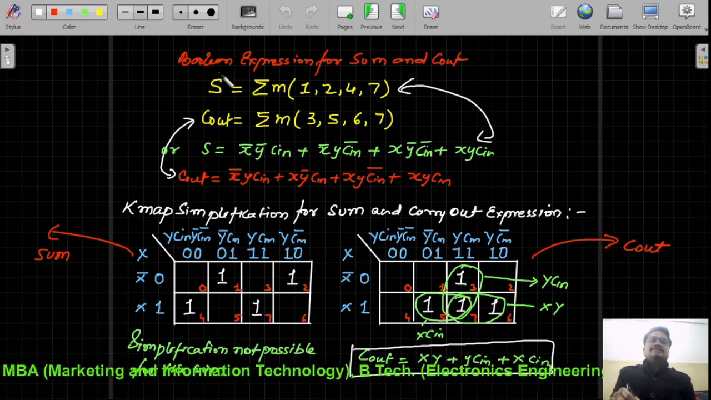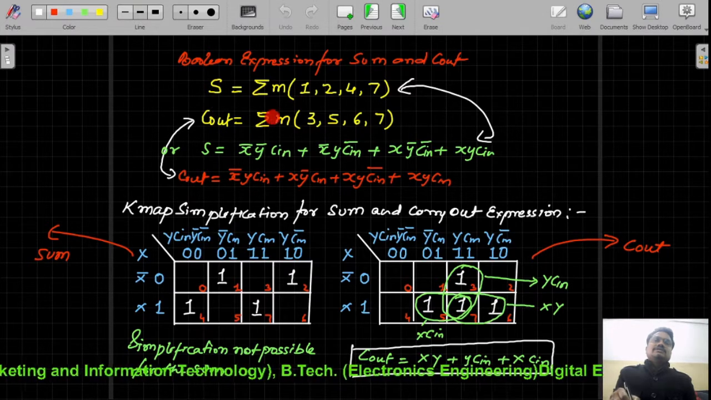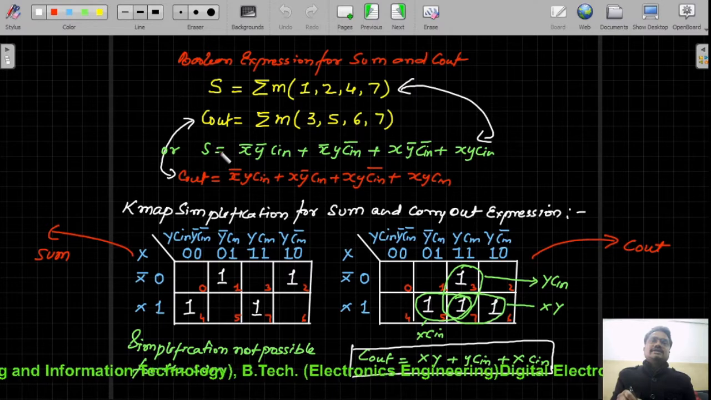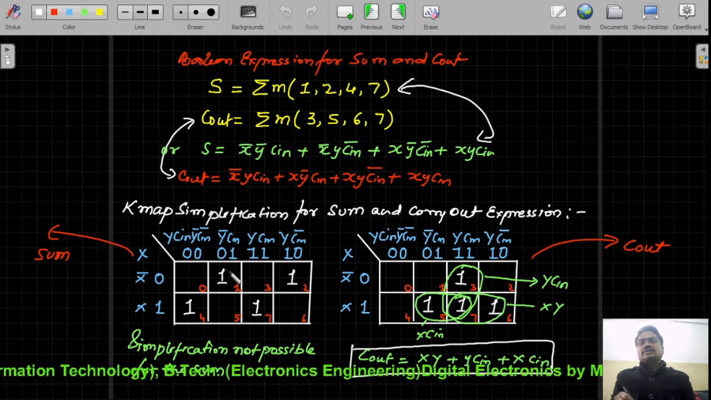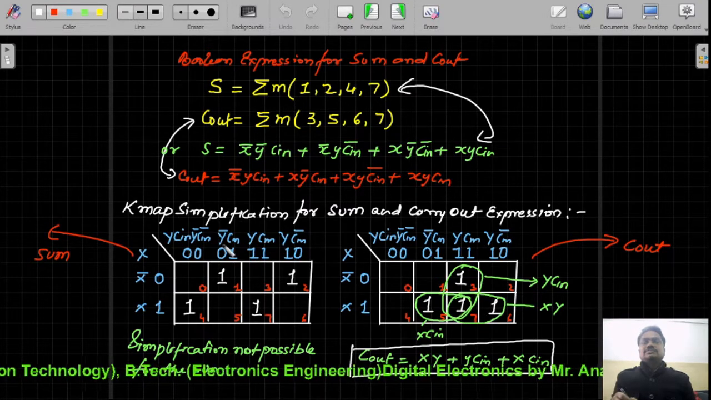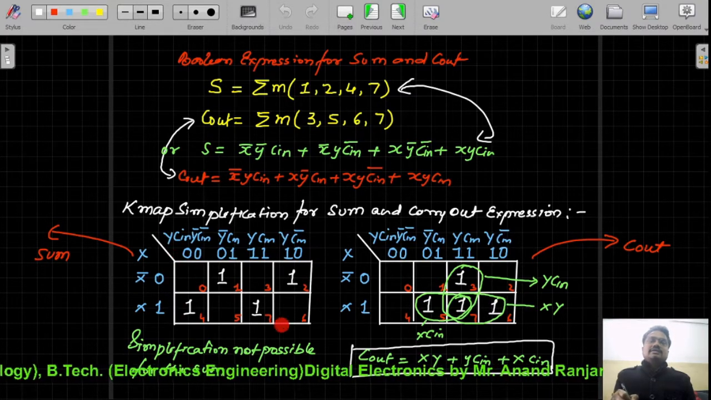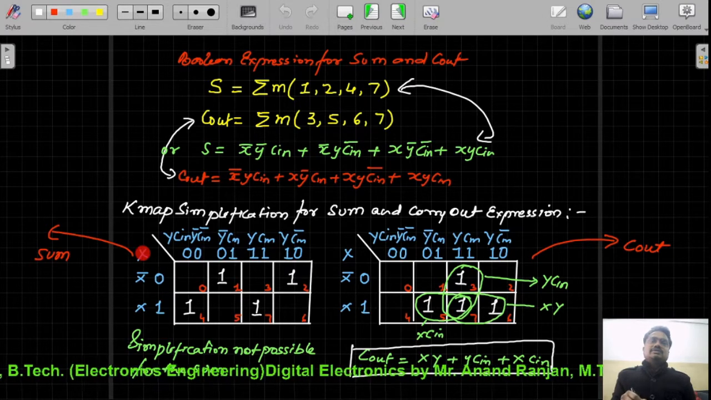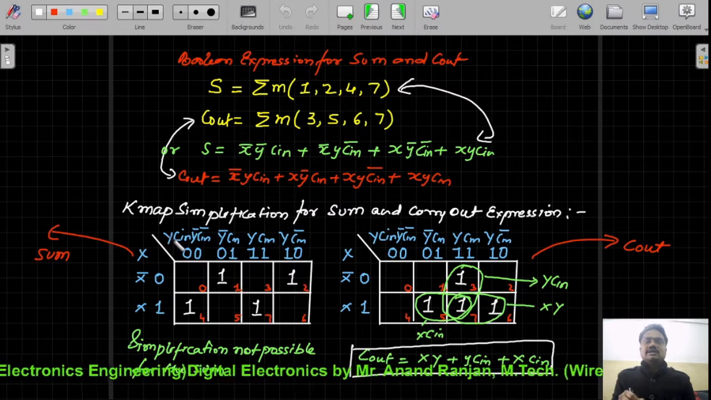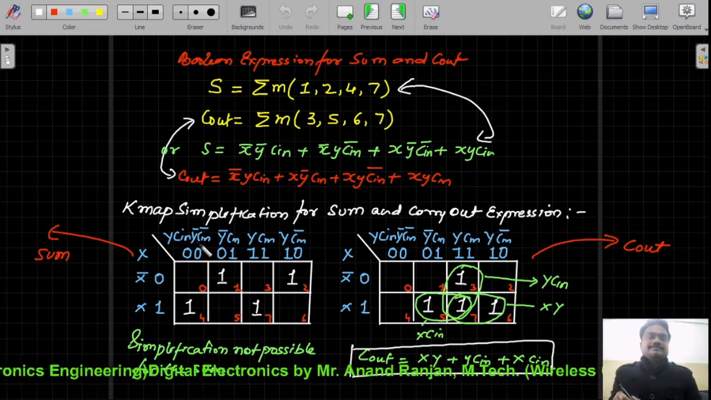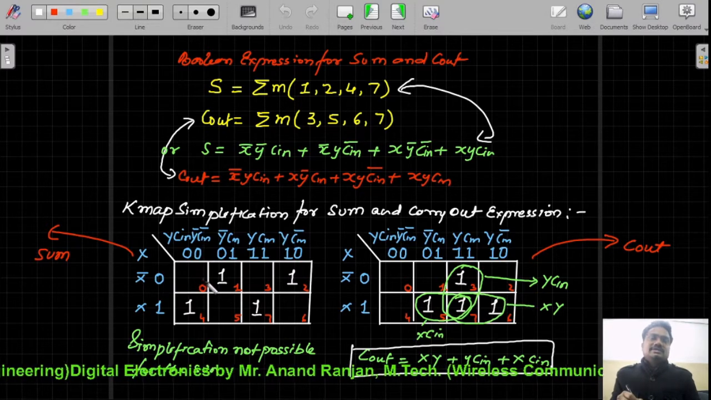Of course, we have seen that S and Cout are two functions, each representing a Boolean expression of three variables X, Y, and Cin. So we require a three-variable K-map, meaning an 8-cell K-map, to simplify both the S and Cout expressions. Here we draw the three-variable minterm map, in which the inputs are X, Y, and Cin. On one side we consider X, and on the other side the remaining two, Y and Cin.